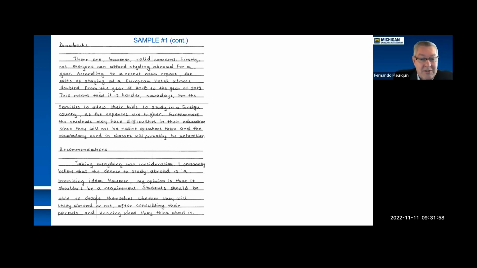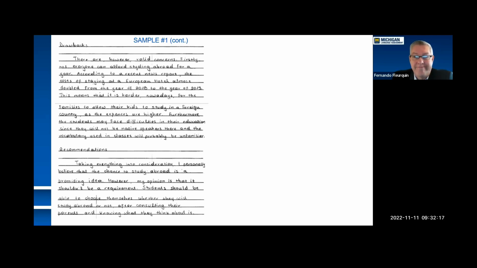Recommendations. Taking everything into consideration, I personally believe that the chance to study abroad is a promising idea. However, my opinion is that it shouldn't be a requirement. Students should be able to choose themselves whether they will study abroad or not after consulting their parents and knowing what they think about it.